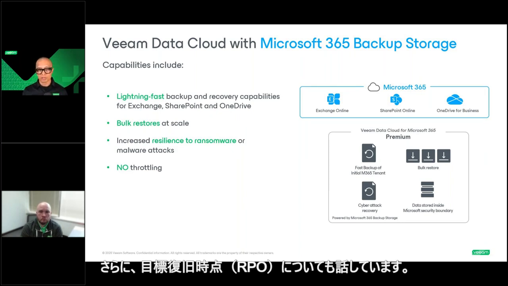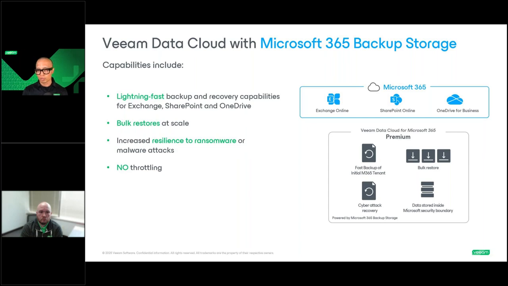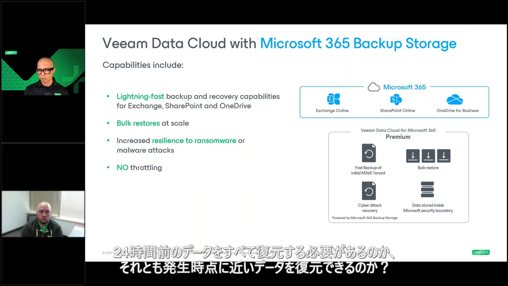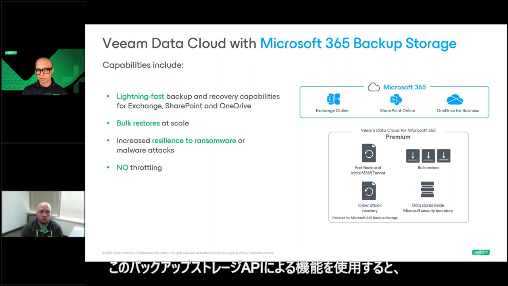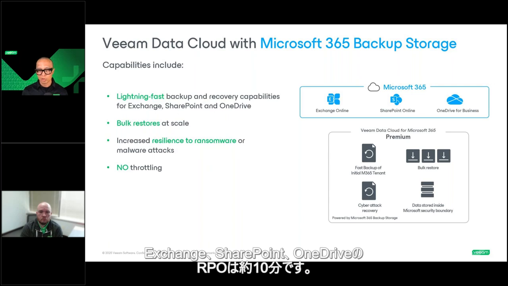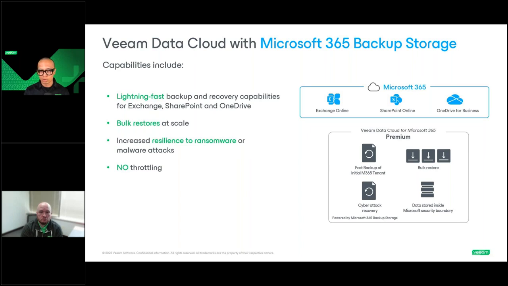And in addition to that, we're also talking about recovery point objectives. So how much data am I going to lose in this type of event? Am I going to have to restore everything from 24 hours ago? Or can I get closer to the moment of when that happened? The answer is, with this API and this capability, you're looking at recovery point objectives of about 10 minutes for Exchange, SharePoint, and OneDrive. And recovery times, well, those are going to vary depending on how much data you've got, but on average about between 1 and 9 terabytes per hour. So it's really effective in that aspect.